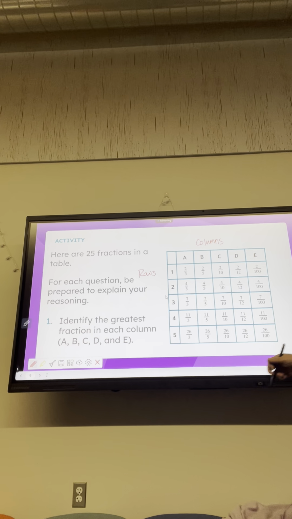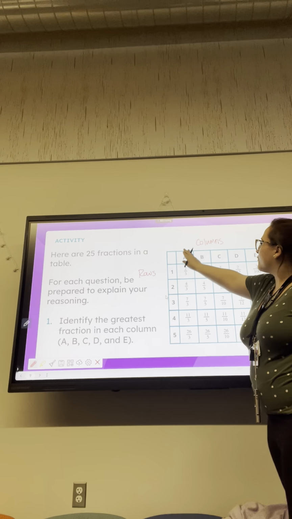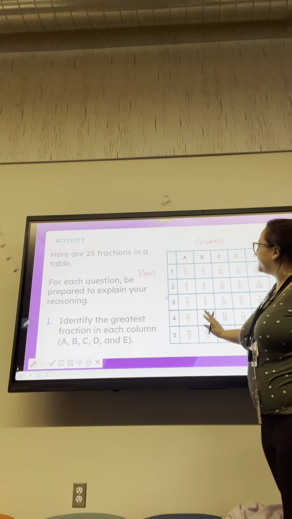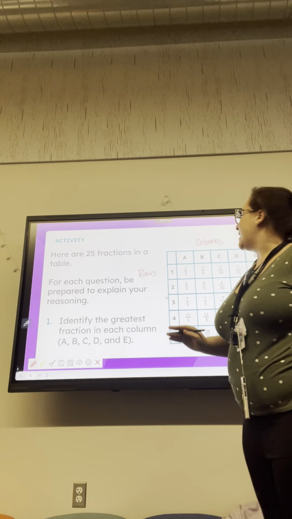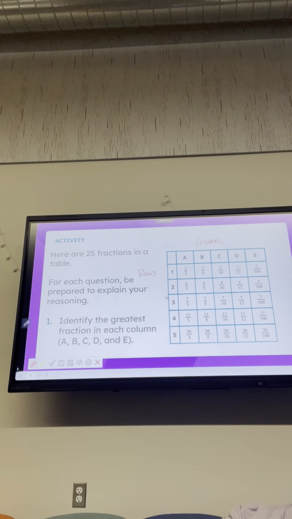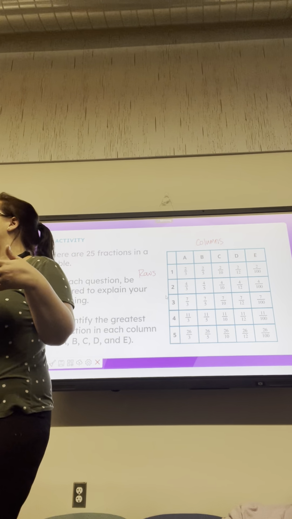So we need to figure out which of these fractions is the biggest fraction for A, then which of these is the biggest fraction for B, then which one of these is the biggest fraction for C, and then which one of these is the biggest fraction for D. Can anyone raise their hand and remind us, how can we tell what's the biggest fraction? How can we figure that out? What are some different strategies or ways that we've talked about in class?